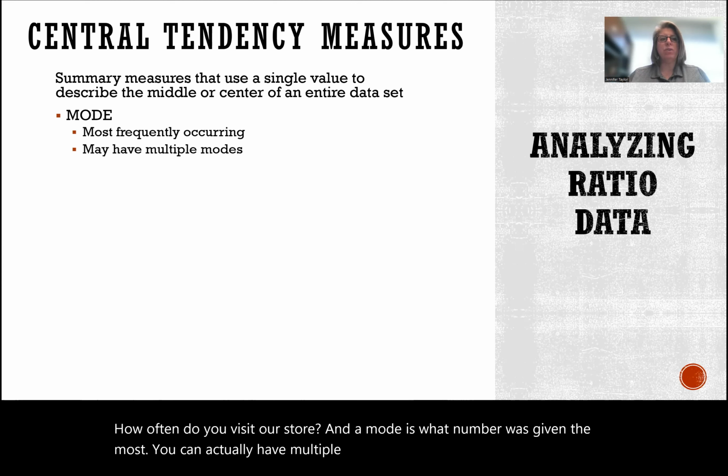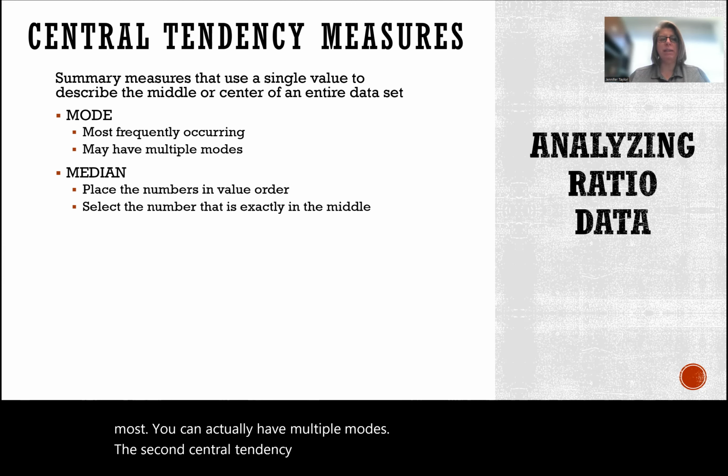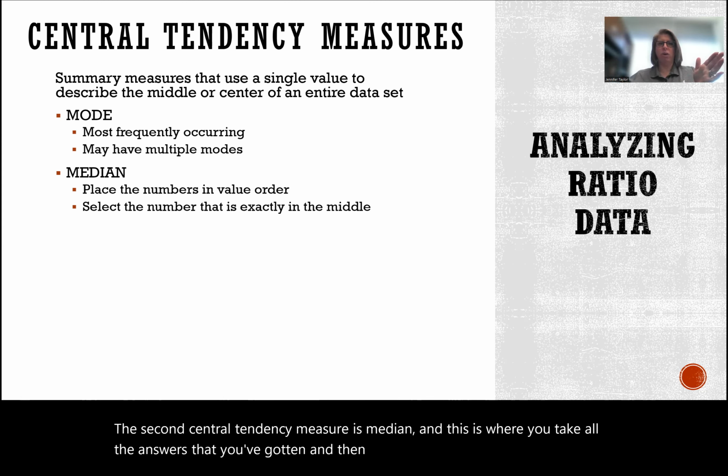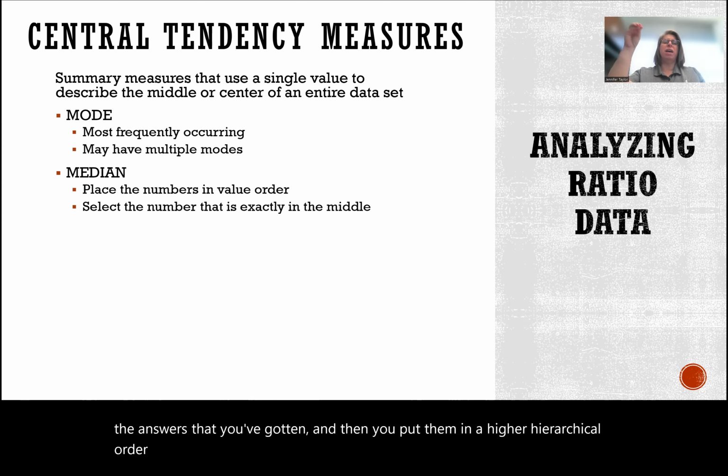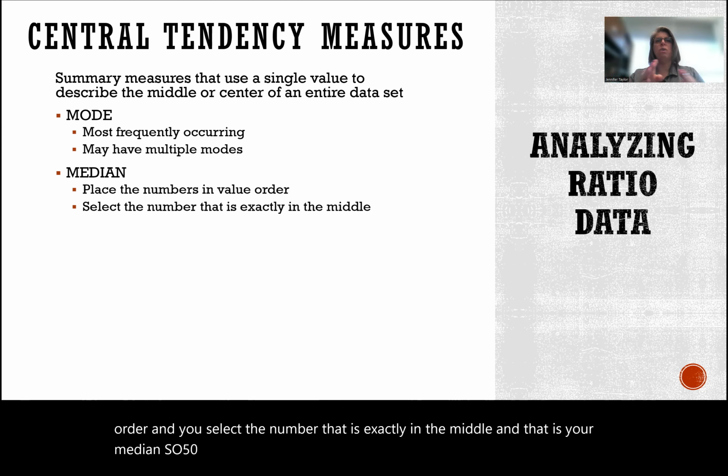The second central tendency measure is median. And this is where you take all of the answers that you've gotten and then you put them in a hierarchical order, and you select the number that is exactly in the middle, and that is your median. So 50% are lower, 50% are higher than that median number.